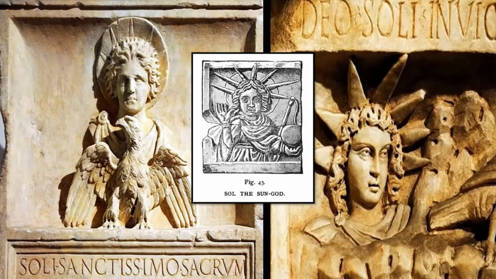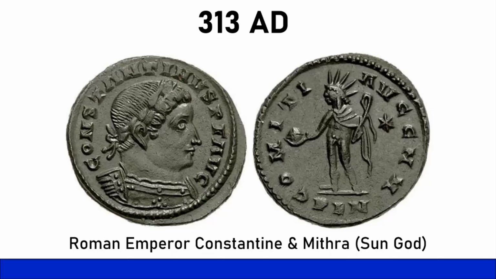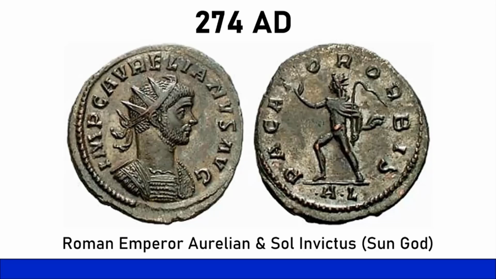Here's another image of Sol Invictus, or Sol, the sun god, and you'll always see those rays coming off of the head. And in this depiction here, you can actually see an eagle that's sitting in front of Sol. 313 AD. Now this is Constantine. Now, Constantine's supposed to be a Christian, whereas our other ruler, while he was a solar worshiper, Aurelian, he built a temple to the sun god Mithra.